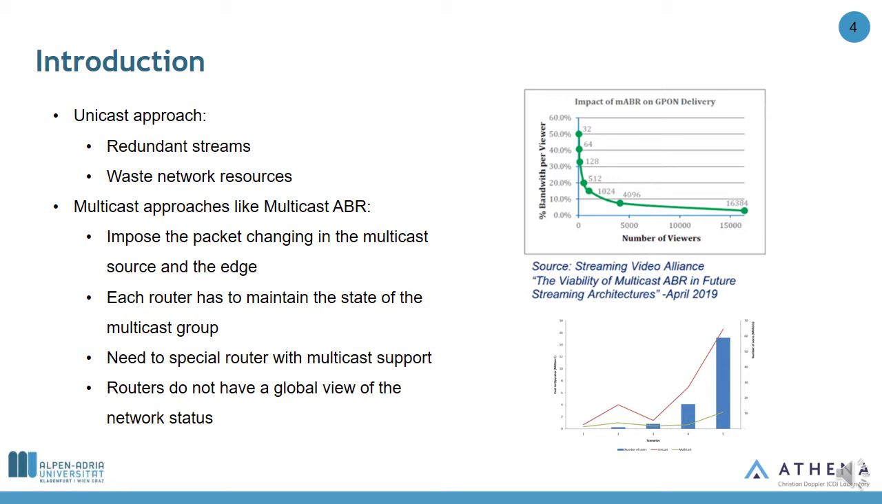First of all, it imposes packet changing from unicast to multicast at the multicast source and converting it to unicast packets again at the edge of the network. Also, each router has to maintain the state of the multicast group, and we need a special router with multicast support.